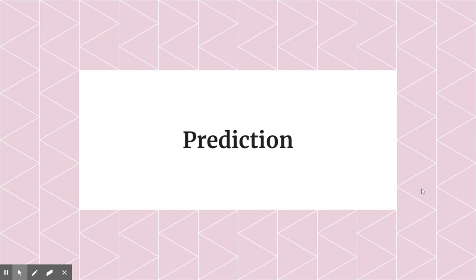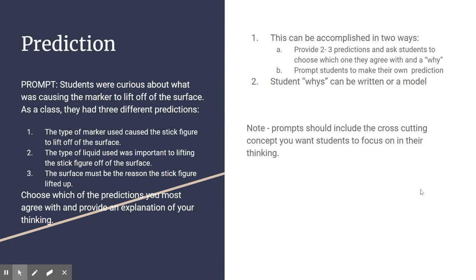Third way you can elicit initial student thinking is a prediction. There's really 2 ways that you could do this prediction. One you've already seen when we did the chicken development activity, and that is you can provide 2 to 3 predictions. You as the teacher provide the predictions and then ask students to choose one of them along with a why. Okay. Now, the why could be written or it could be a model. Your choice. You could have just a written explanation of why, what they're thinking around that prediction, or you could have them develop a model that shows what they're thinking around that prediction.